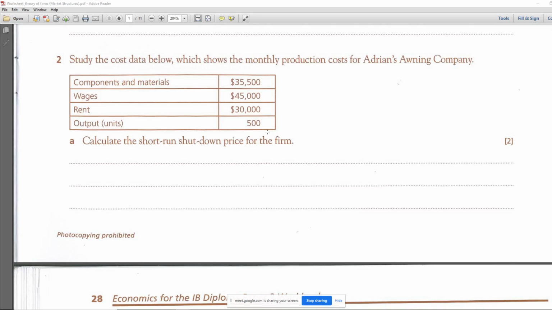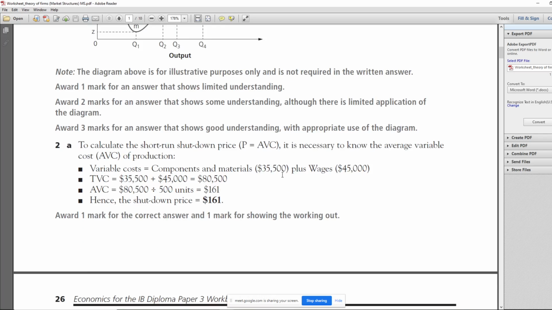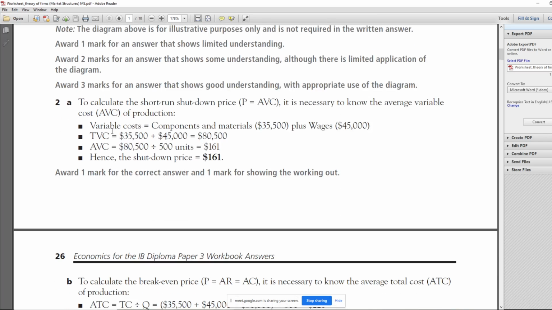Let's assume that at 500 we are able to find the minimum average variable cost. Then you just use the 80,500 divided by 500. That's how you find the average variable cost, and that is your shutdown price, because you are trying to find the minimum average variable cost.